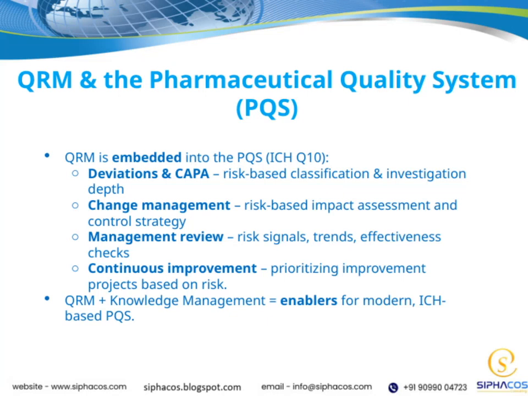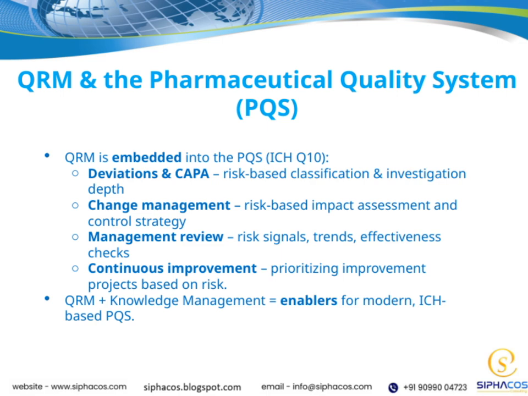Let's take a closer look at how QRM is integrated into the pharmaceutical quality system, or PQS, as outlined in ICH Q10. First, you'll notice that QRM is embedded into key areas like deviations and CAPA. This means we now classify deviations and investigate them based on their risk levels, ensuring that higher-risk issues get the appropriate attention and thorough investigation. Similarly, in change management, we conduct risk-based impact assessments and develop control strategies accordingly. This approach helps us focus resources where they are most needed, minimizing potential negative impacts.